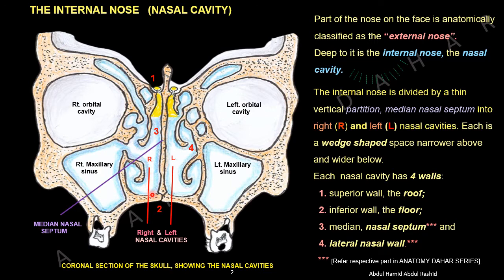Each is a wedge-shaped space, narrower above and wider below. Each nasal cavity has four walls. The first, superior wall or roof. Second, inferior wall or the floor. Third, median nasal septum wall. Fourth is the lateral nasal wall.